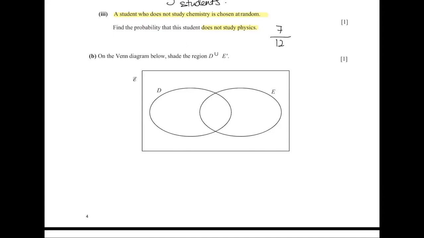On the Venn diagram below, shade the region D union E prime. D, highlight all of D. Union E prime. Where is E prime? E prime would be outside of E. So we're going to do that as well, outside of E. It is here. You cannot include what's inside here. A lot of students would tend to confuse the portion that is marked here. Do we include it or not? Yes, because it is part of D.